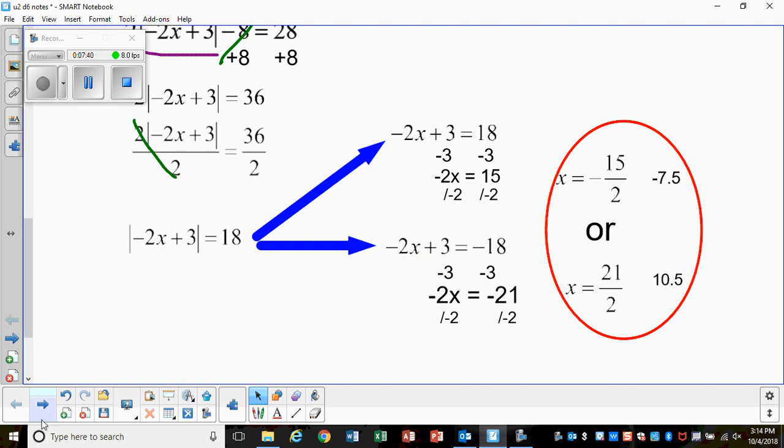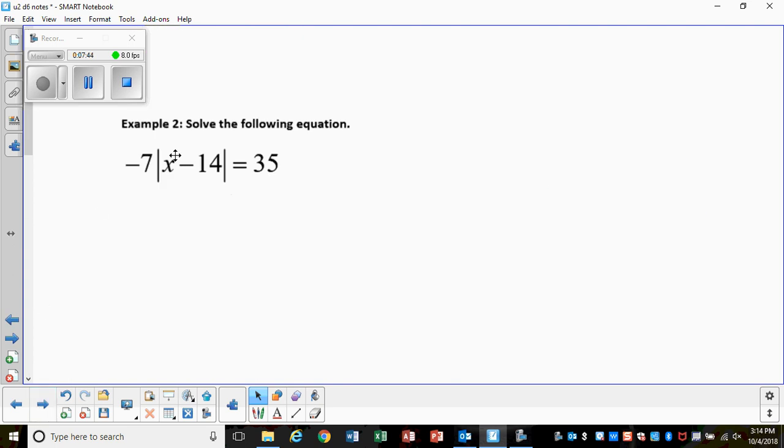Alright, let's try another one. Example 2, solve the following equation. So again, I need to isolate this absolute value first. So I need to get rid of this negative 7, so I divide both sides by negative 7. I then have the absolute value of x minus 14 is equal to negative 5.